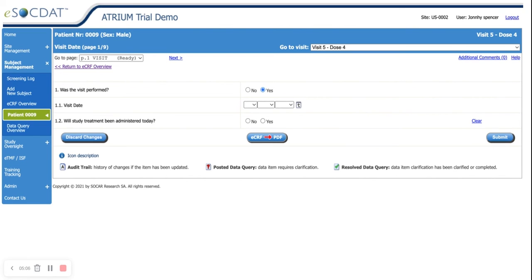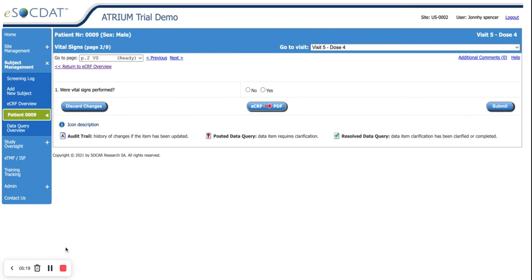The first form within Visit 5 you've seen in the previous visits. It will ask whether the visit was performed, the date, and if the study treatment will be administered during this visit. Even if the study drug will not be administered during Visit 5 at the discretion of the site investigator, you will still need to complete the following requirements for this study visit.